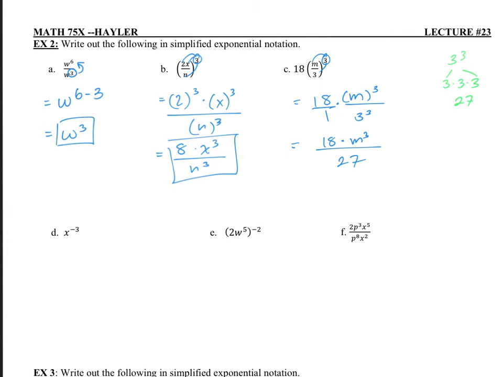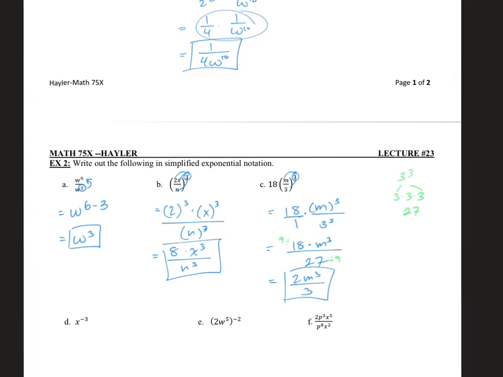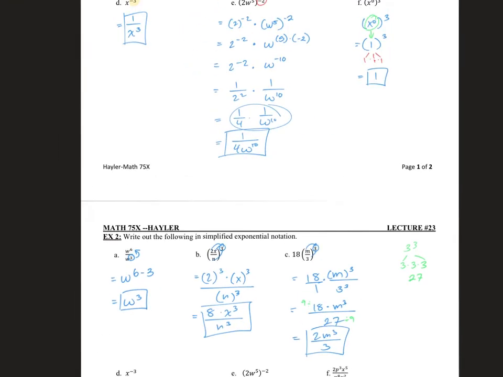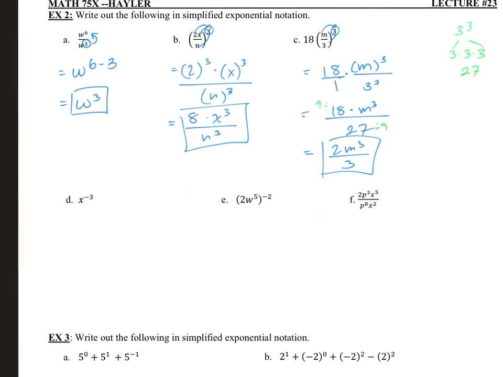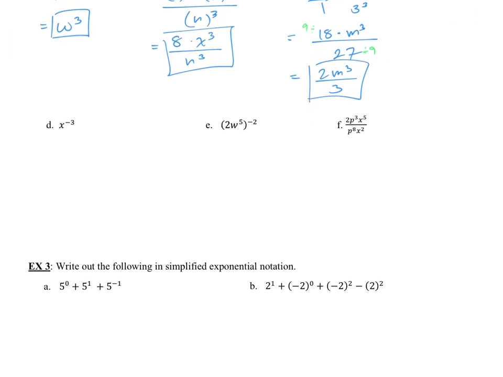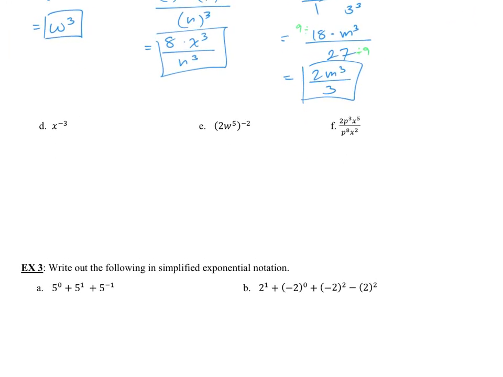Can we simplify 18 to 27? Yeah, they're both divisible by 9. So we will get 2m cubed all over 3, and we are done. Now, D and E look like they're actually copies. Yep, accidentally copied those two down. So, D and E we've already done. I'm going to go ahead and cross those out since we've already done those examples previously.